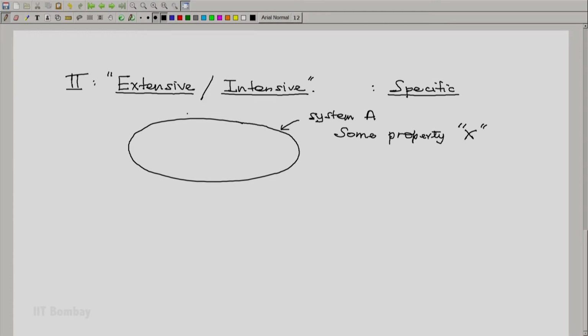Now let us imagine a partitioning of this system. That means imagine a surface separating the system into two parts, equal or unequal. Let us say this is part 1 and this is part 2. Part 1 and 2 totally make up system A. Since this surface is properly defined, 1 by itself is a thermodynamic system, 2 by itself is another thermodynamic system, and system 1 and system 2 when combined together give us system A.